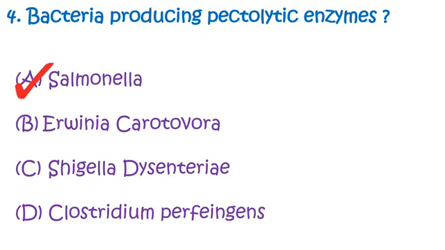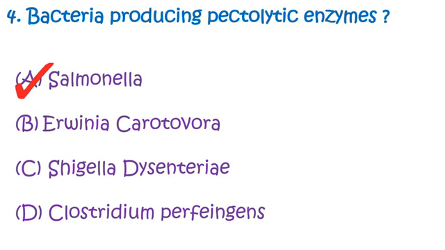Now the other options like the Erwinia carotovora, it is a bacteria that causes bacterial soft rot, which is a very common disease observed especially during the storage of fruits and vegetables. During the rainy season, it is especially observed in the onions.